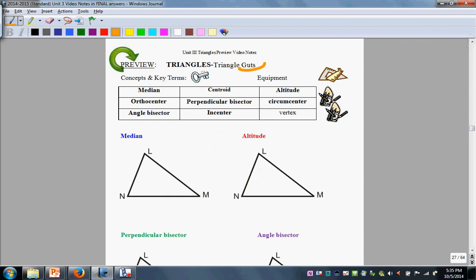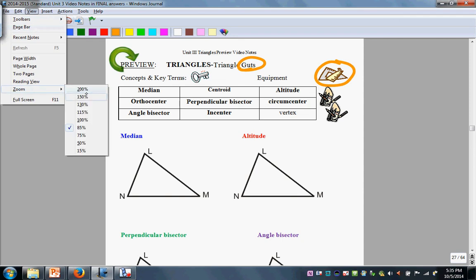Okay, for this lesson, when I mean triangle guts, guts is a slang term for the insides of a person. For the inside of a person. And there's going to be lots of new terminology today. You're really going to need a ruler, and I highly recommend some colors.